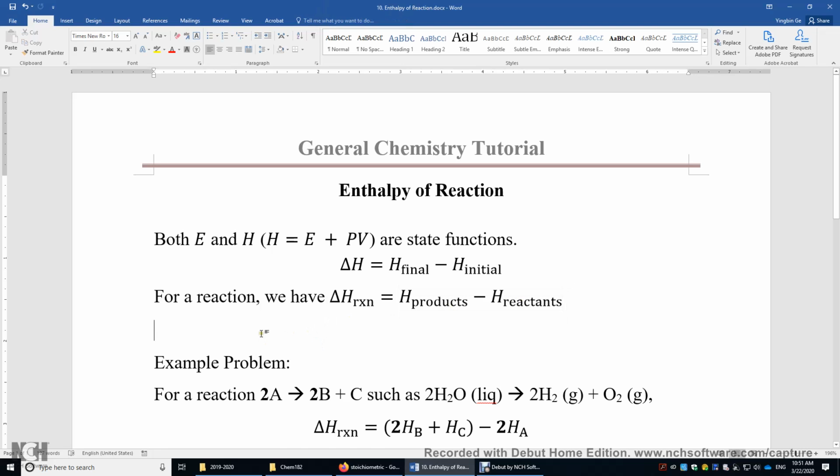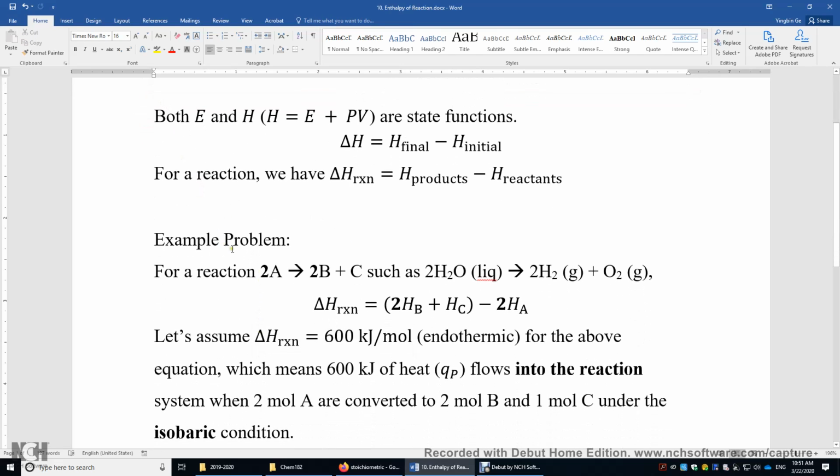Let's work on one example problem here. For a chemical reaction, let's say it's 2A react to produce 2B plus C. There's a good example here. 2 water molecules may decompose into 2 hydrogen molecules and 1 oxygen molecule, or 2 moles of water can decompose into 2 moles of hydrogen and 1 mole of oxygen. So in general, let's say we're looking at a chemical reaction in which 2 moles of A react to produce 2B and 1C. And then how do we compute the enthalpy of reaction?